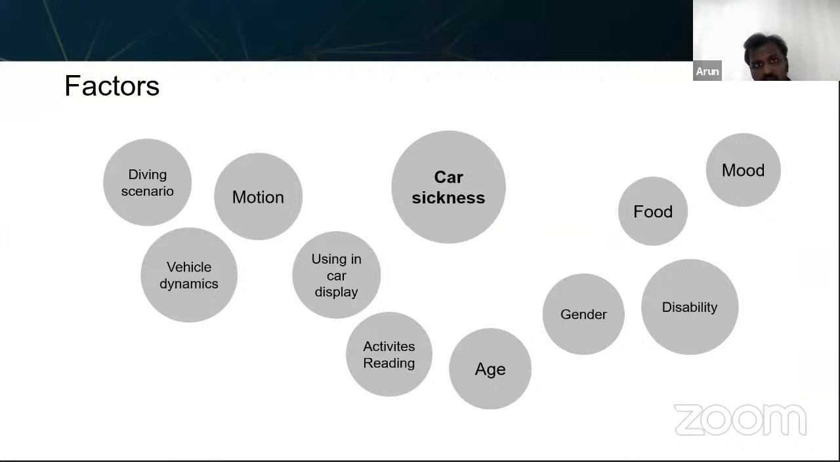There are a lot of factors involved in this sickness, starting from age to the driving scenario, and also the use of a lot of displays inside the car. When you see the automated vehicle, you could see different levels of how people are designing things inside, like having multiple screens and so on. Probably all those will have a detrimental effect on how we are going to use those systems in the end.